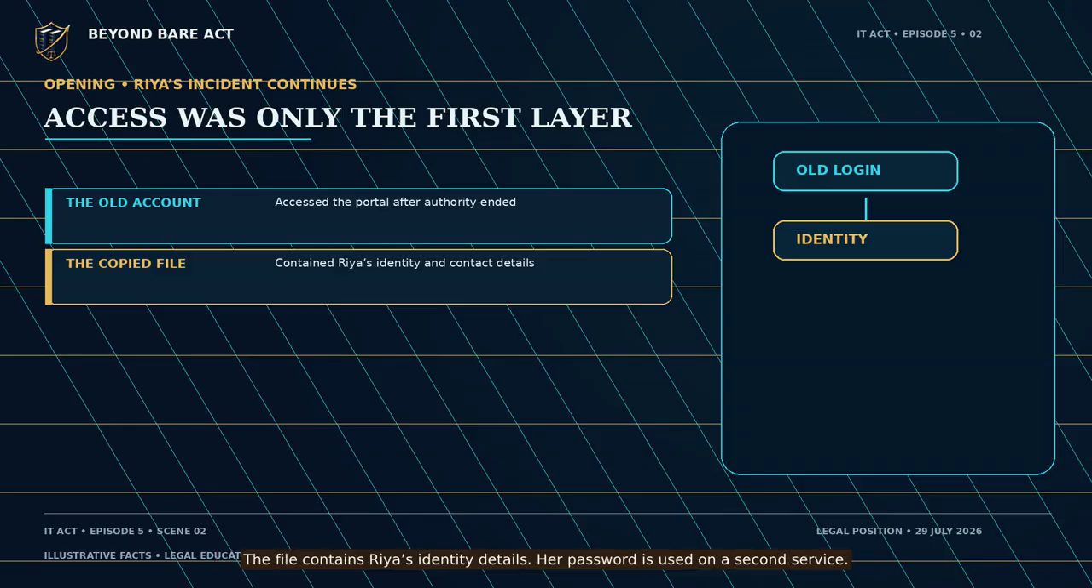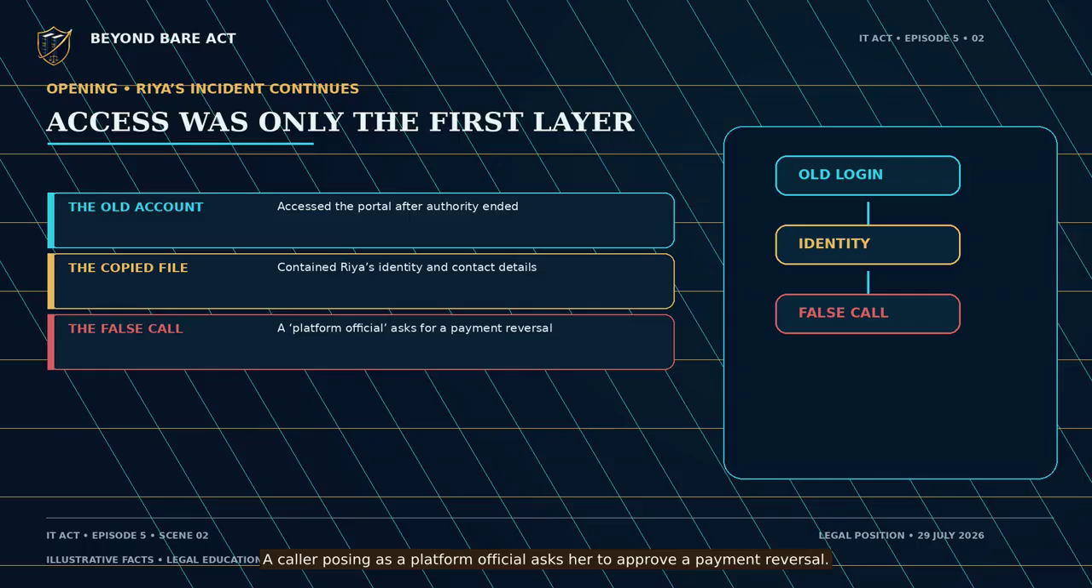The file contains Riya's identity details. Her password is used on a second service. A caller posing as a platform official asks her to approve a payment reversal. Then a message arrives with an image recovered from an old phone. Pay or it will be circulated.